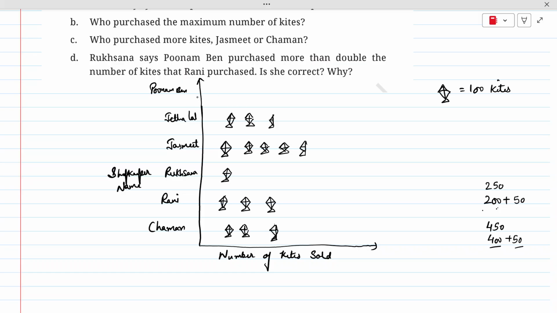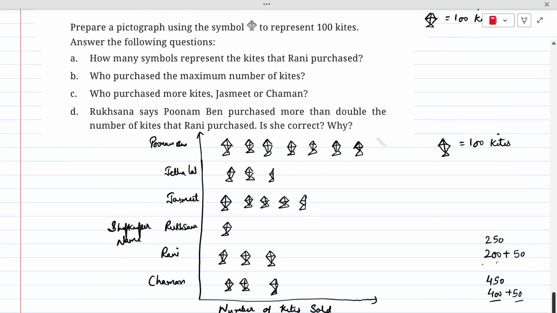Last is Poonam Ben. She took 700. That means we have to make 7 full kites. So this is 1, 2, 3, 4, 5, 6 and 7. Okay, so she took 7 kites, 700 we have made here. Now we are done with the pictograph, and let us go through the questions given to us.